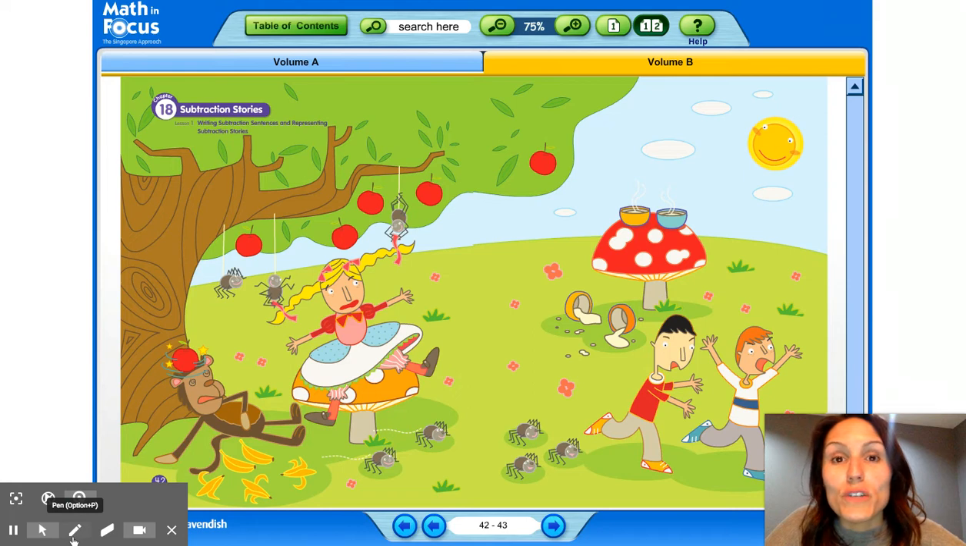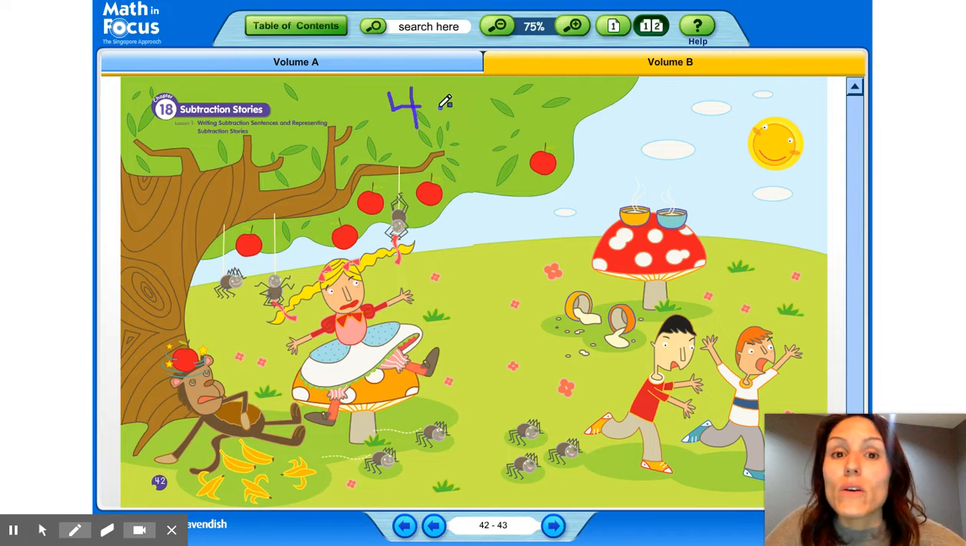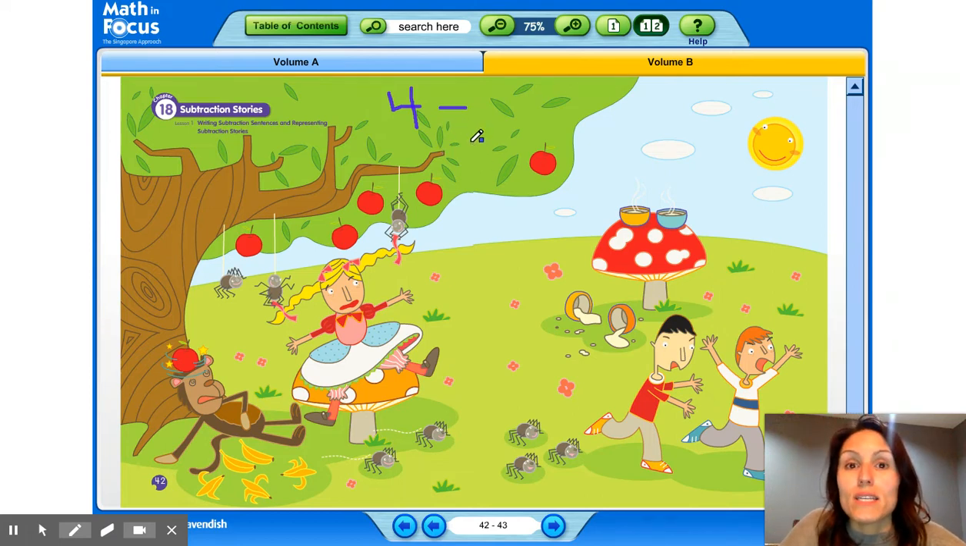Okay, so you should have counted 4 bowls. So I'm going to take my pen and write the number 4 because that's how many bowls there are all together. And then we're going to take away. This little sign here is the sign for take away. That symbol is going to remind us that we need to subtract. A little different than the addition symbol from last week. So 4, take away. And we're going to look at this picture and take away those 2 bowls that fell.